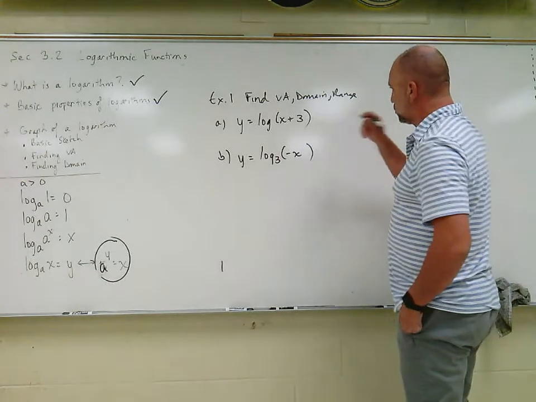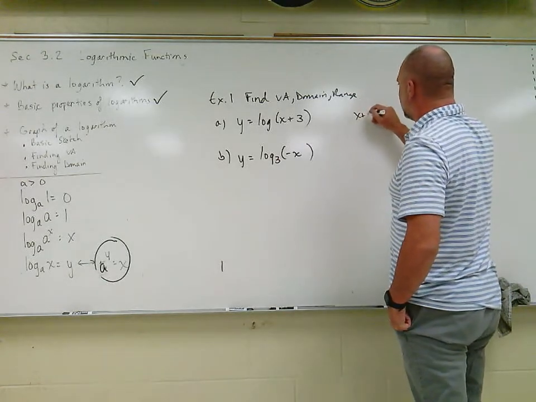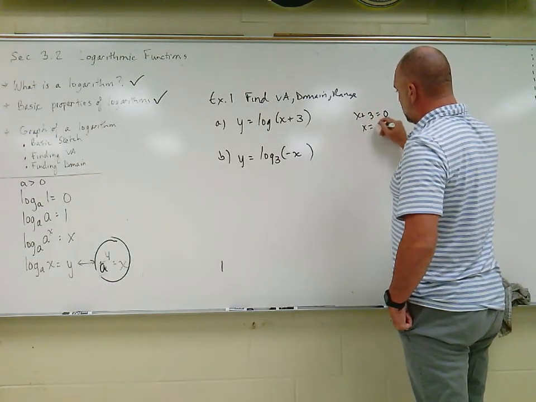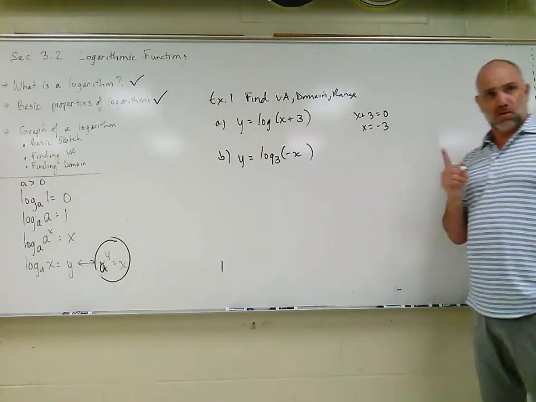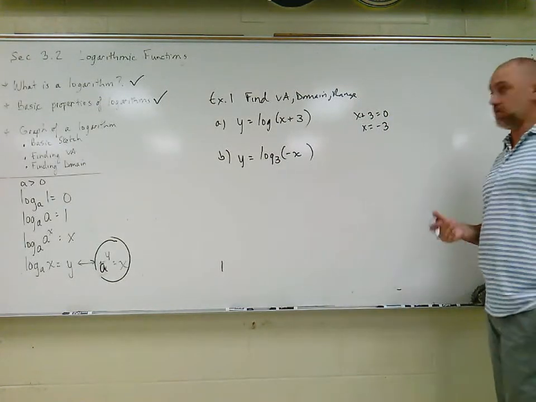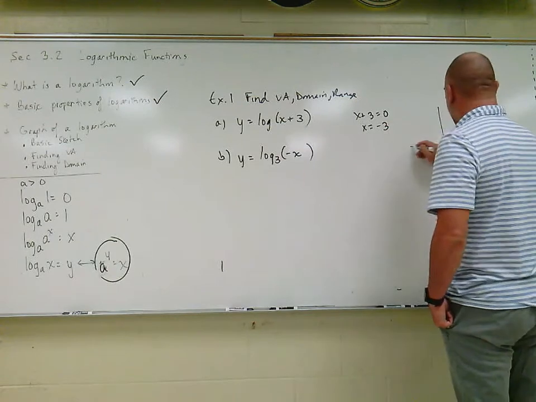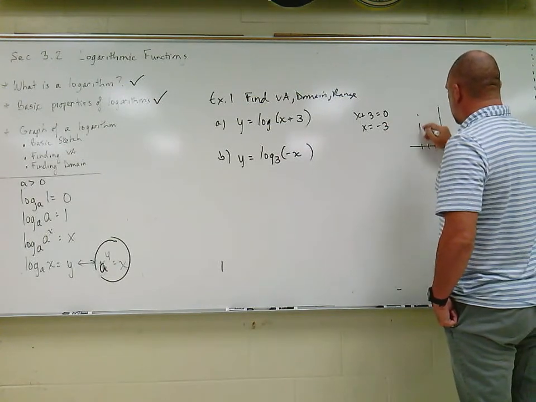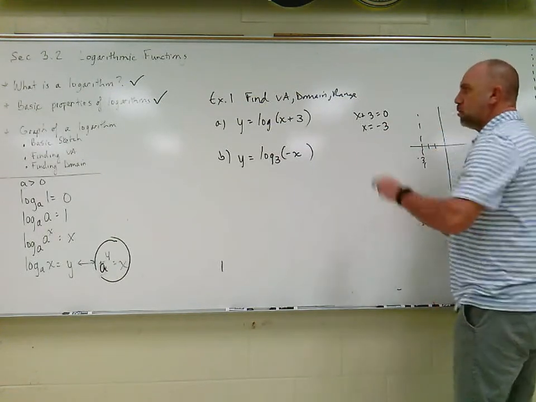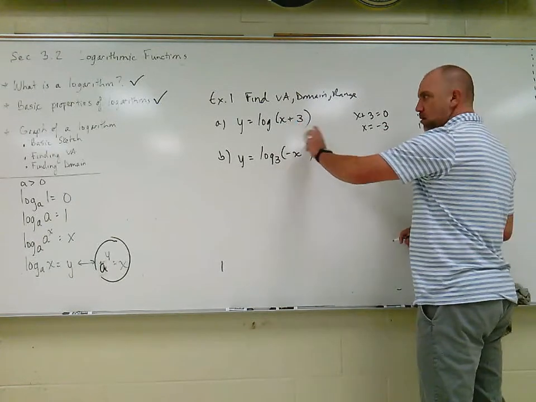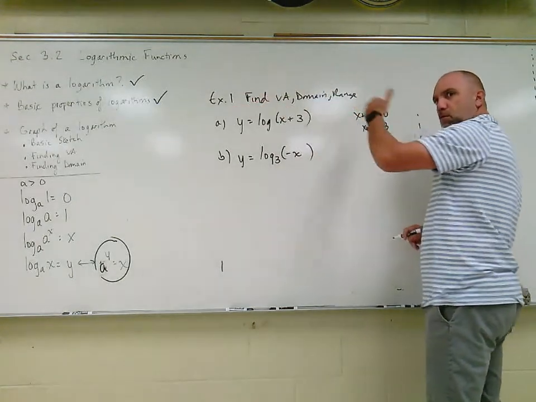All right, so on the first one, remember what we said, whatever makes the inside 0 is going to be your vertical asymptote. So on the first one, I know my boundary is at -3. Now here's what I'm going to do. Without even graphing it, I'm just going to think, what are the numbers that are okay to plug in? Are they going to be left of -3 or right of -3?